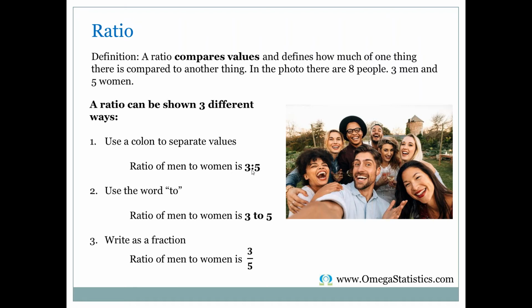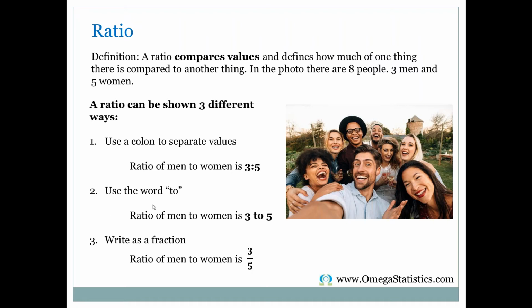We can do it with the little colon here. So the ratio of men to women in this picture is 3 to 5. We can use the word "to": we can say the ratio of men to women is 3 to 5. And a ratio of men to women, we can make it look like a fraction: 3 on the top, 3 men, 5 women on the bottom.